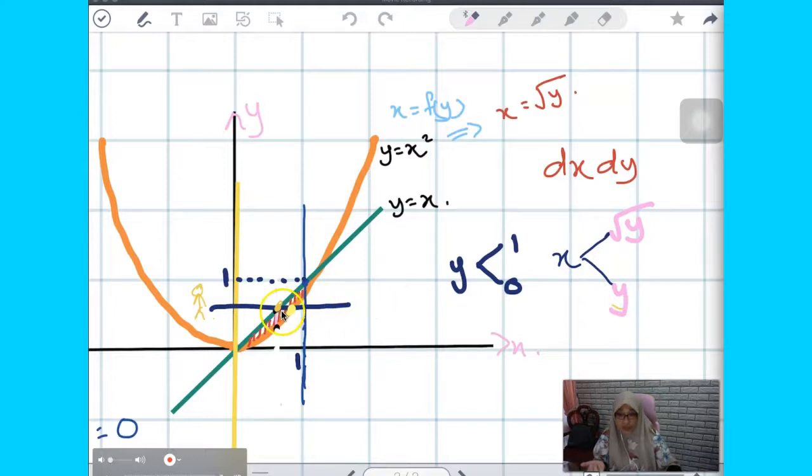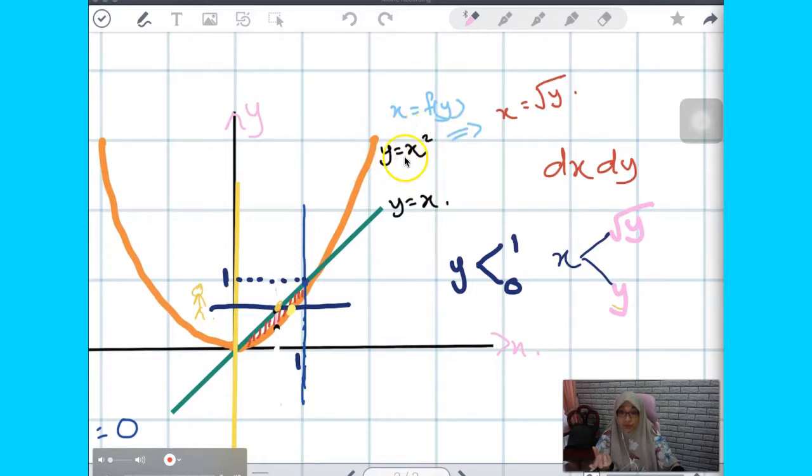And then you keep walking along the x to the right, and your terminal point is here, which belongs to the orange curve. What does the orange curve belong to? Quadratic, right? From the original expression, you have y equal to x squared, but in this case you have to get x equal to, so you have to rearrange.